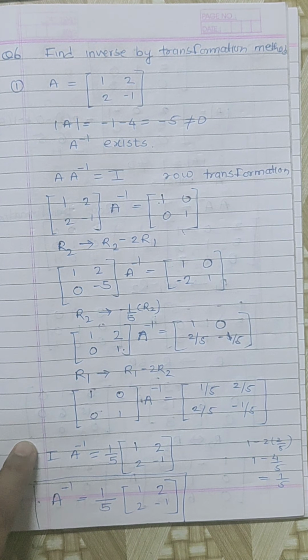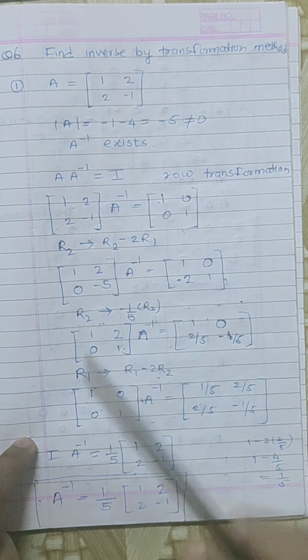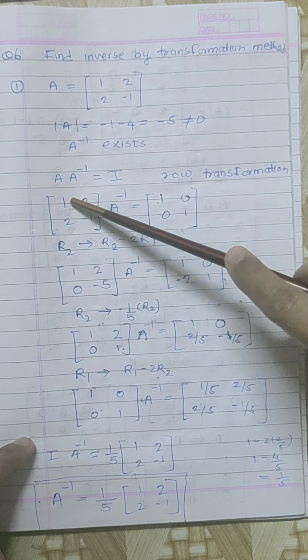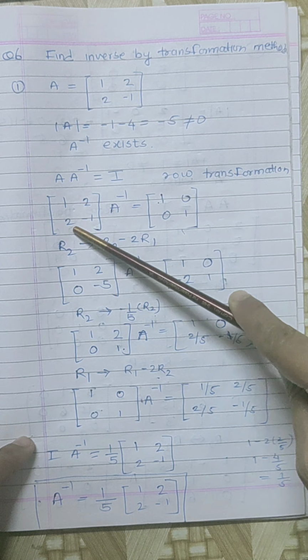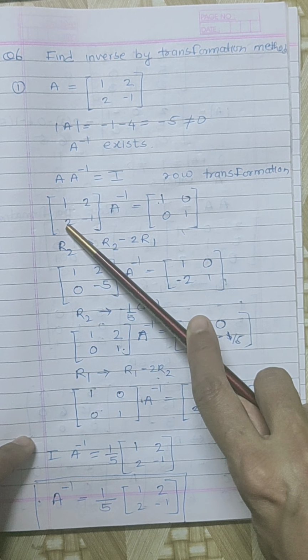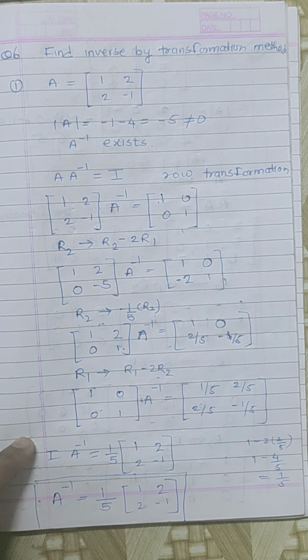Now we will convert this 2 into 0. So how to convert this 2 into 0? It becomes easy when 1 is there here, so we can convert this easily. That's why first convert this into 1 and then this into 0. But here already 1 is there. So what will we do? This we will convert into 0.